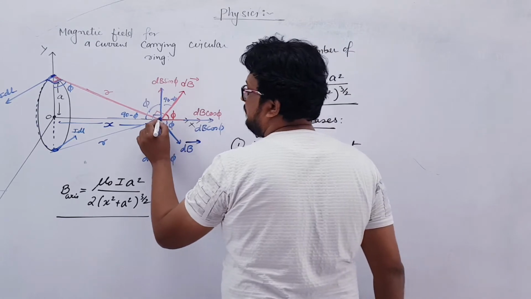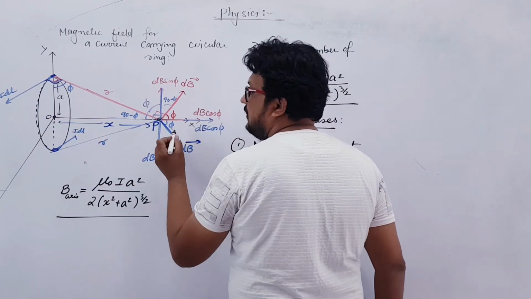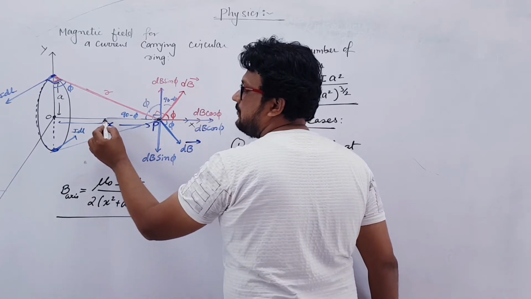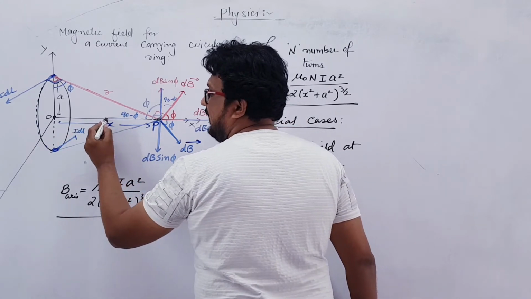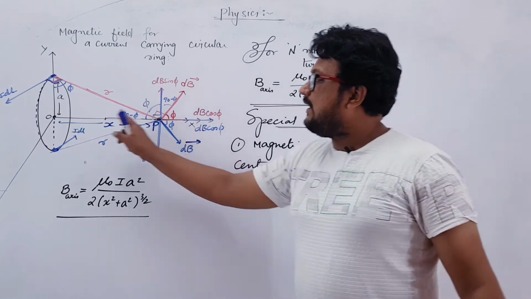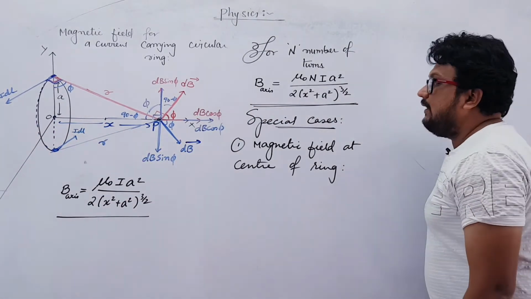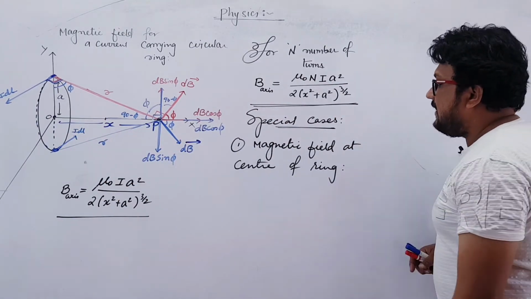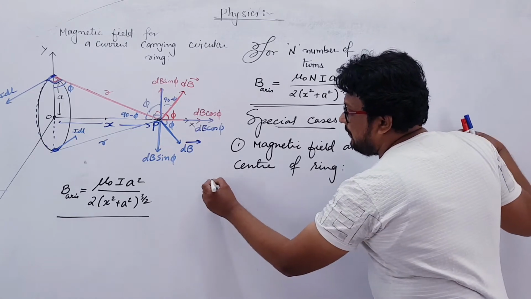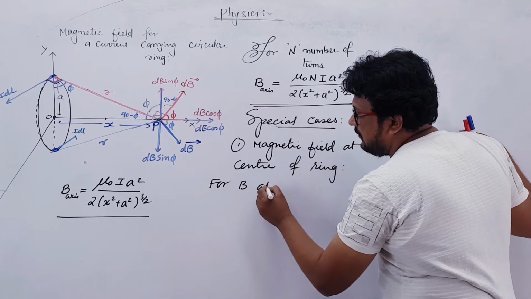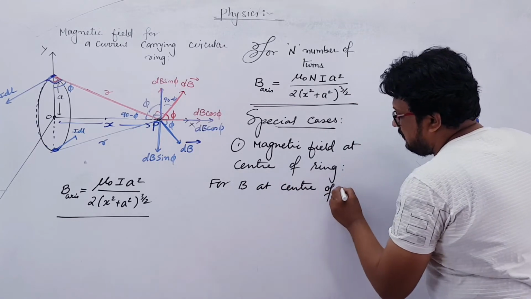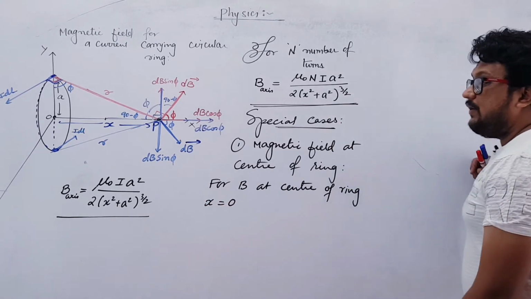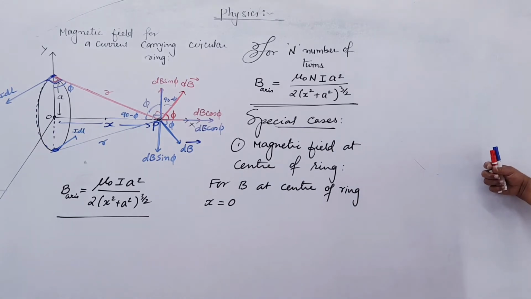Suppose this is point P, which is at a distance x from the center. Now if you move this point towards the ring, x will decrease. If you move this point towards the ring, suppose P is here, then x will decrease. And at the center of the ring, that is, if point P is taken at point O, then x is 0. You can see that if we take point P at point O, x will be 0. Right, so for the magnetic field at the center of the ring, you should take x equal to 0.